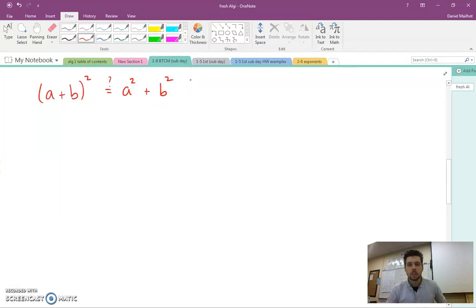I had several people say yes. Several people say no. The correct answer is no. They're not the same. But why not? That's what's more important. For the people who said they were the same, they said something like, oh, well, if you distribute the 2, then that would give you a squared plus b squared.